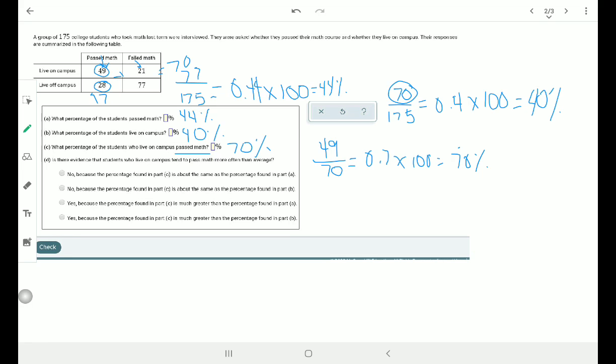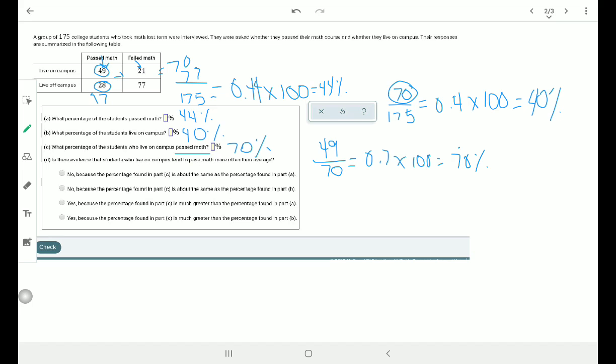Now, part D, we have to interpret. Is there evidence that students who live on campus tend to pass math more often than average? So is it no, because the percent found in part C is about the same as part A? Well, that's not true because those percents aren't the same. If we look, 70% is a lot bigger than 44%.